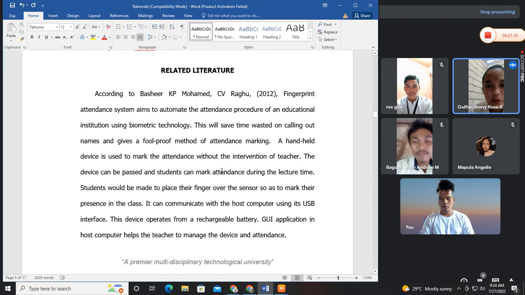According to Punhav Taxla in 2009, in this paper, we propose a system that automates the whole process of taking attendance and maintaining its records in an academic institute.